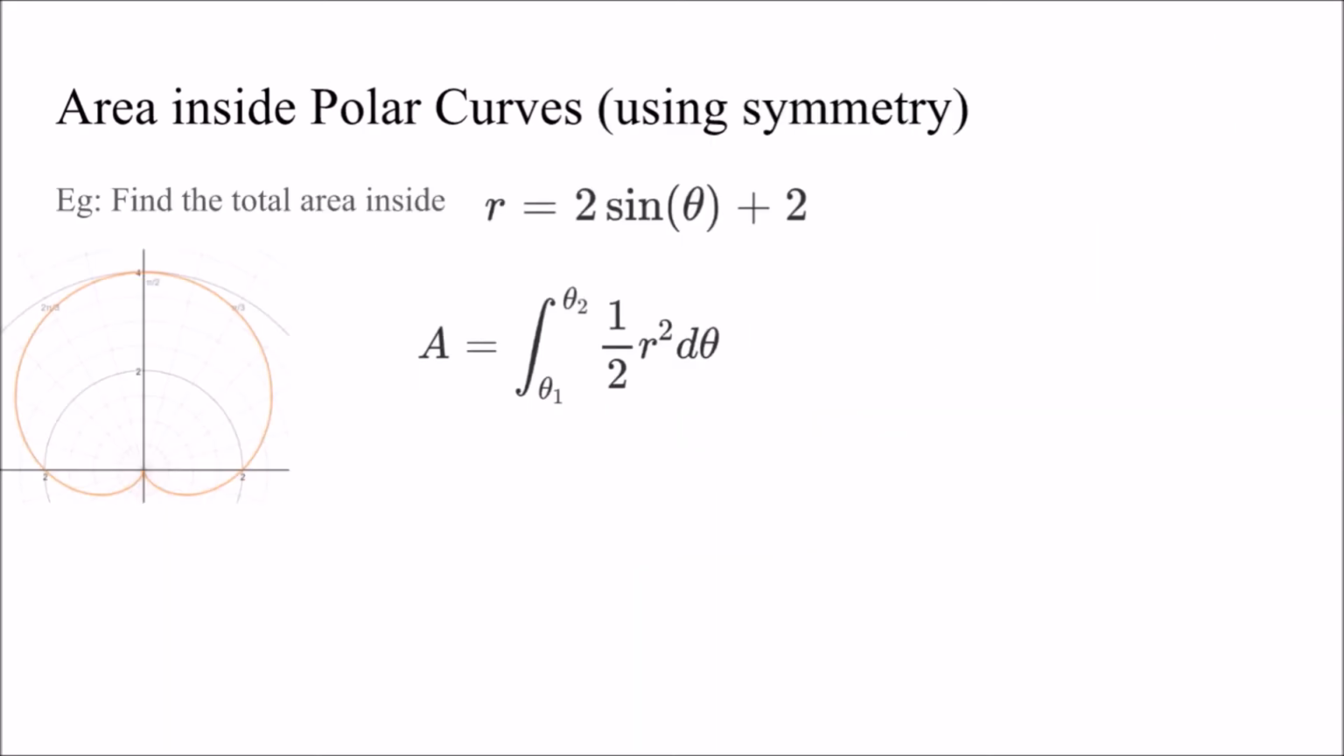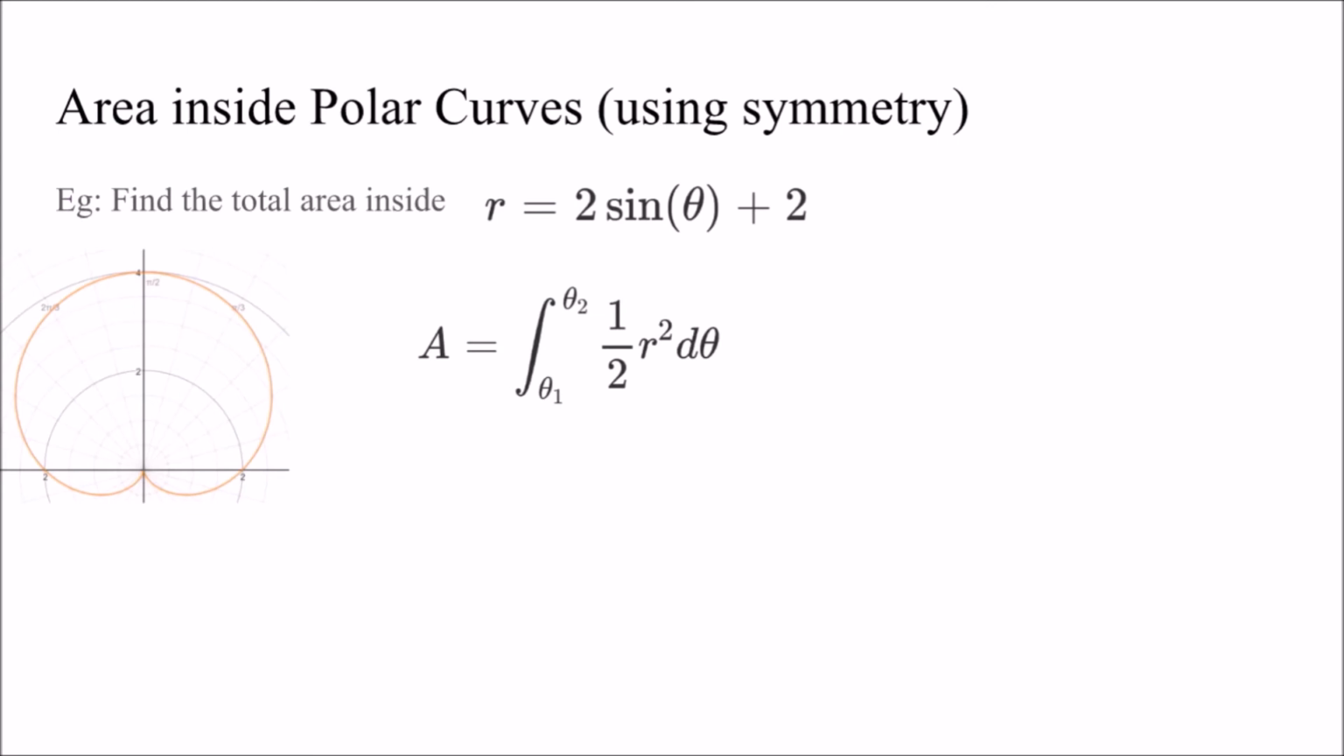An example of this would be to find the total area inside of the curve r equals 2 sine theta plus 2. We can look at the graph of it, which is a cardioid with reflectional symmetry about the vertical axis. This means that the area inside the cardioid from negative pi over 2 to pi over 2 is the same as the area from pi over 2 to 3 pi over 2.